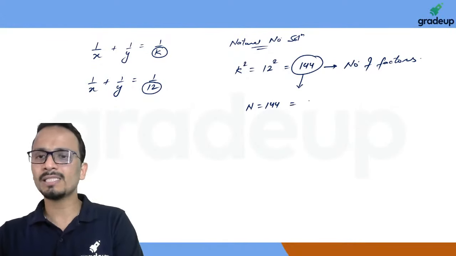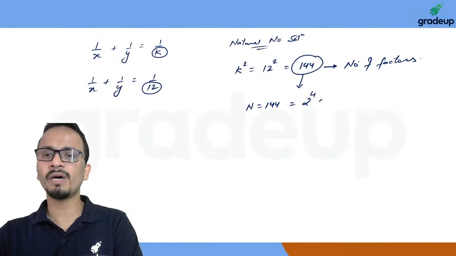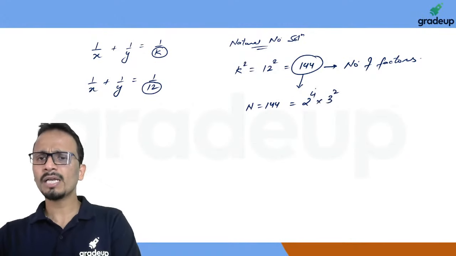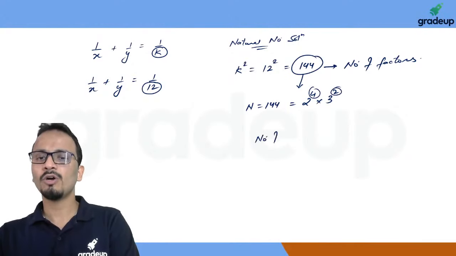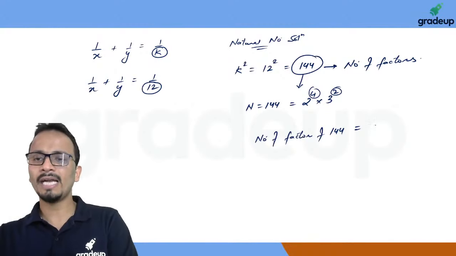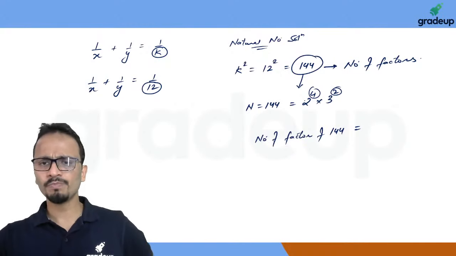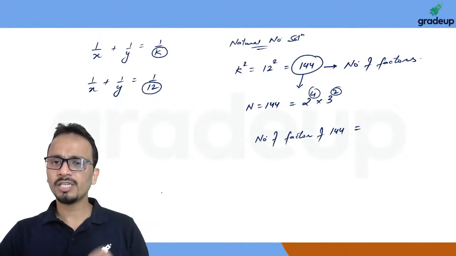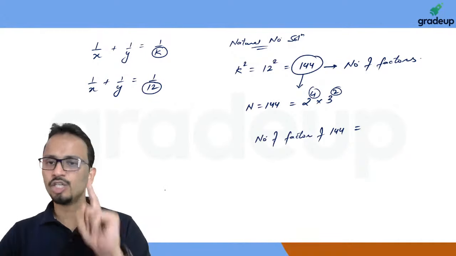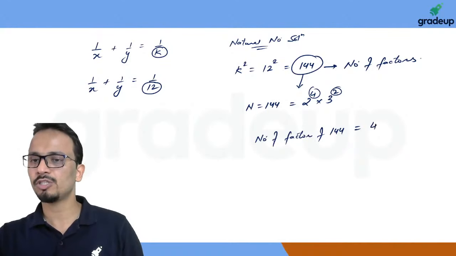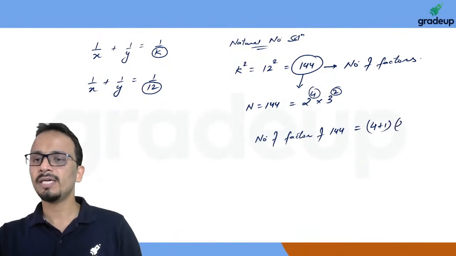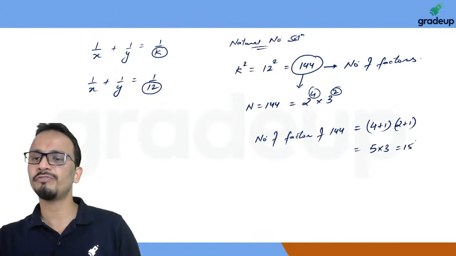I'll write this number as prime factorization, which is 2 raised to the power 4 into 3 square. Consider the powers and add 1 to each of these powers. So the number of factors of 144 will be equal to 4 plus 1 and 2 plus 1. So I'll again quickly tell you, after prime factorization, just consider the powers, add 1 to each power and multiply these numbers. So 4 plus 1, 2 plus 1, just multiply these numbers, 5 into 3, it is 15.